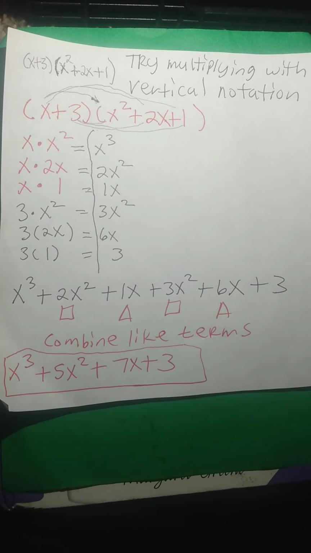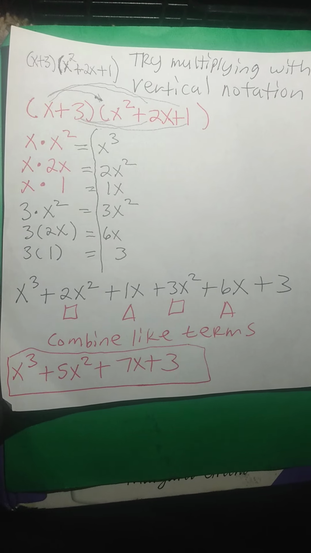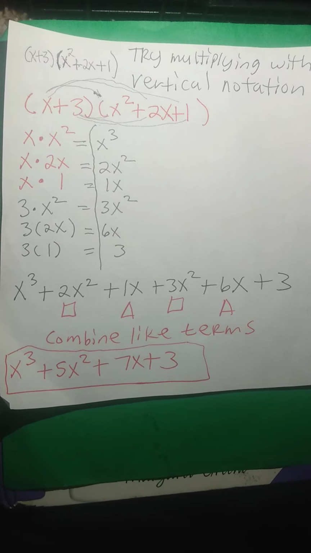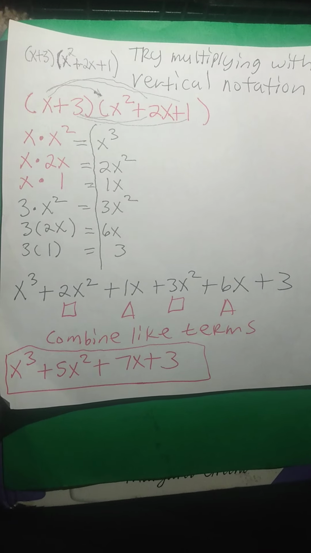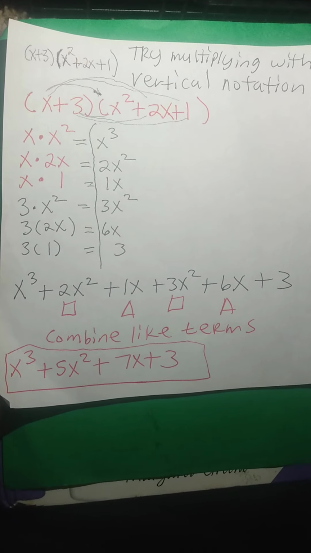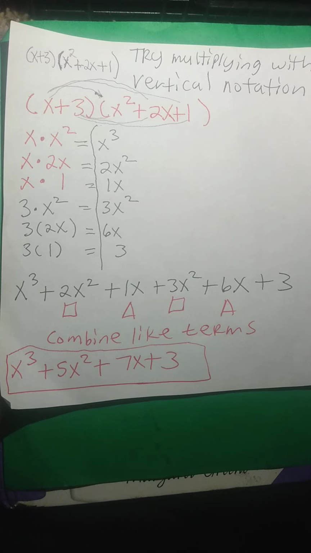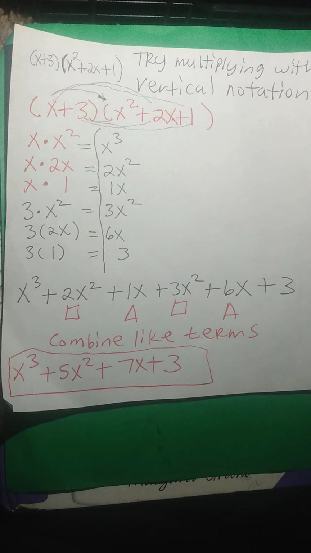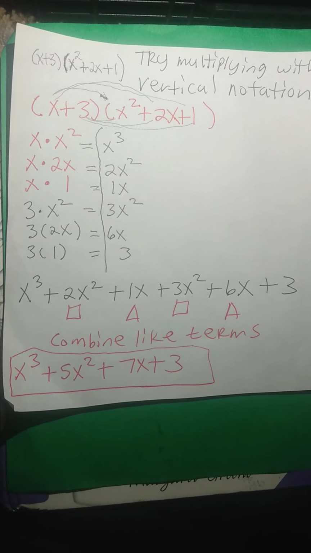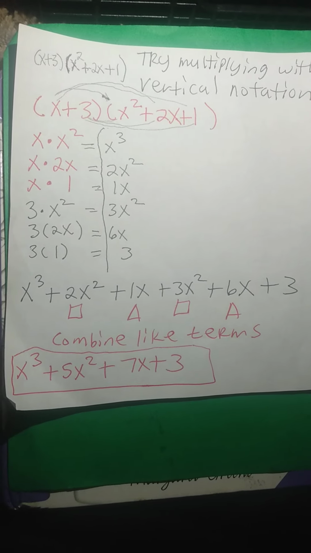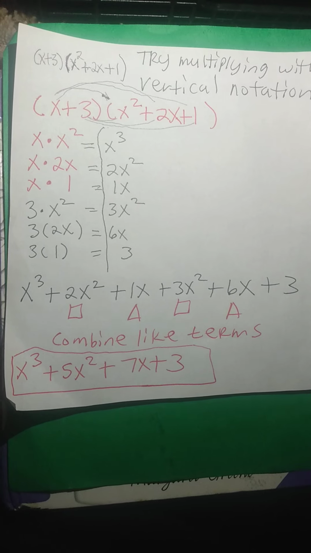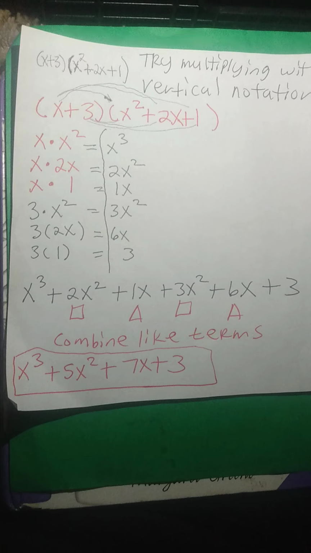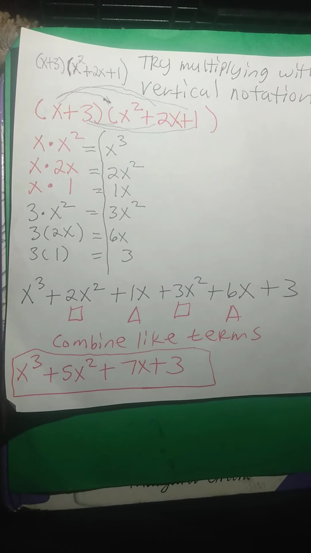Now, all the solutions on the right-hand side of the equal sign, we want to write out linearly. And so we will have x to the power of 3 plus 2x squared plus 1x plus 3x squared plus 6x plus 3. Now notice that we have shapes representing like terms. So I have a square under 2x squared and 3x squared, and triangles under 1x and 6x.